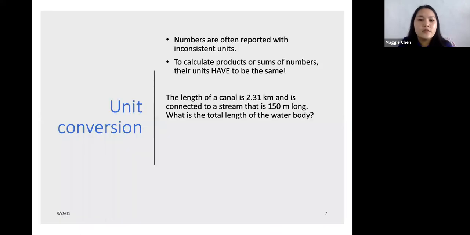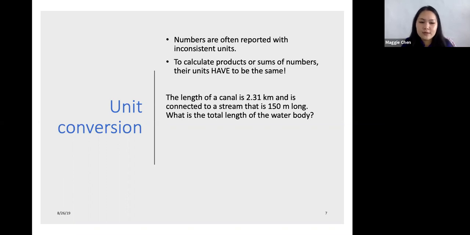So unit conversion. Numbers are often reported with inconsistent units. So what we can do from here when we do calculations is that we would want to convert them into the same units so we can have our final answer to be in the same unit. So as an example, the length of the canal is 2.31 kilometers and is connected to a stream that is 150 meters long. So already we're looking at 2 different water bodies and they're in different units. One is in kilometers, one is in meters. And they're asking us what's the total length of this water body.